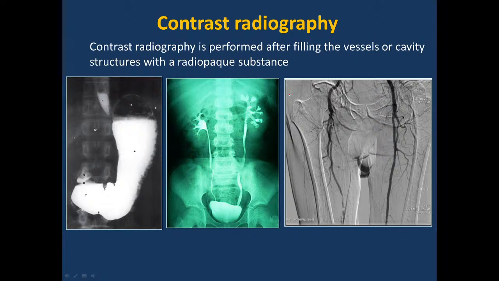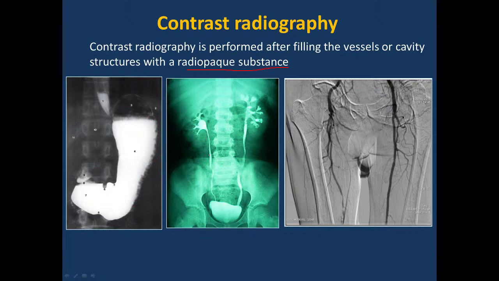And contrast radiography is performed after filling the vessels or some cavity or some organs with a radiopaque substance. On the first picture, you see the stomach, which was filled with barium sulfate, which has very good absorption of X-rays. So we see the barium sulfate as the shadows.